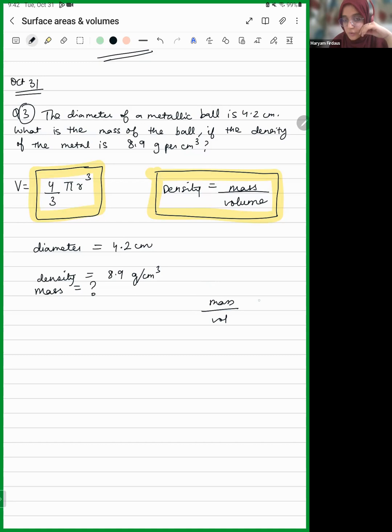So mass, the unit of mass is what? It can be kg also, but let's talk about gram for now. The unit of mass is gram. Volume is centimeter cube, right? So gram per centimeter cube is the unit of density. So they're asking you the mass. How can we find the mass?